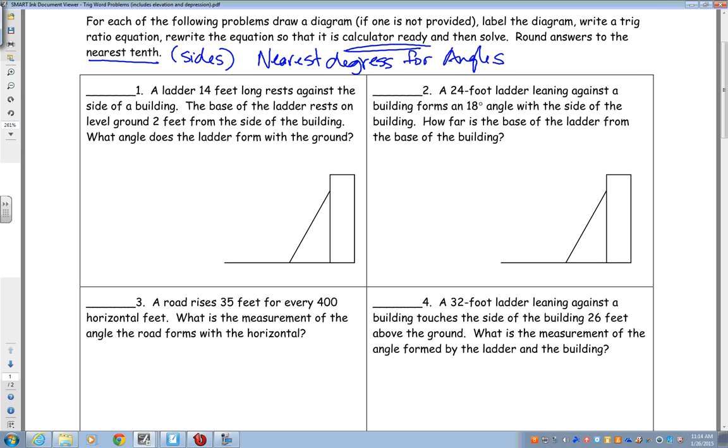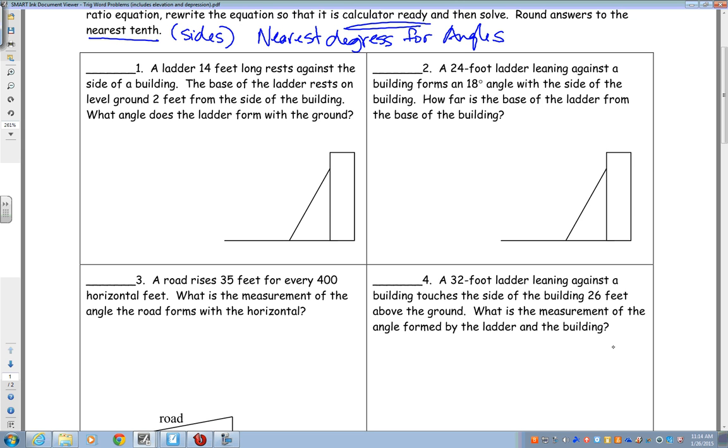Now, the blue sheet, the graphic organizer, the flow chart will tell you what to do. Make sure you're setting it up right. The first thing we have to do is make sure we label correctly. On number 1, it says a ladder 14 feet long rests against the side of a building. The base of the ladder rests on the level ground 2 feet from the side of the building. What angle does the ladder form with the ground? Okay, so they've kind of given us a picture. We've got to label it based on what's given.